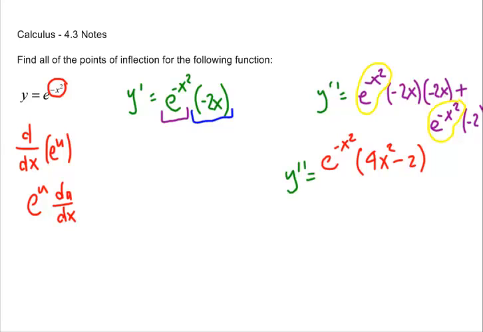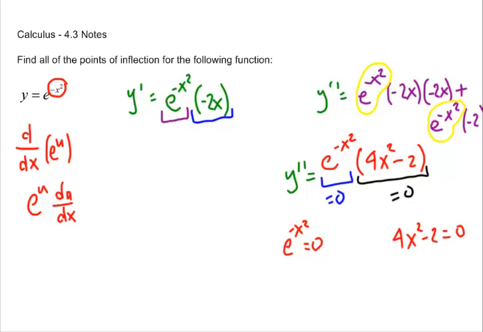So what we want to do is, if we're looking for a point of inflection, we need to set each piece equal to 0. So we're going to set this guy equal to 0, and then we're going to set this guy equal to 0. And when we do that, we'll find where our points of inflection occur. So if I take e to the negative x squared equals 0, and then 4x squared minus 2 equals 0.